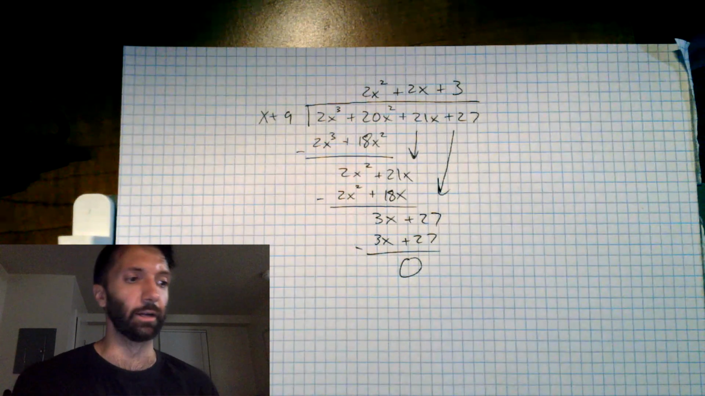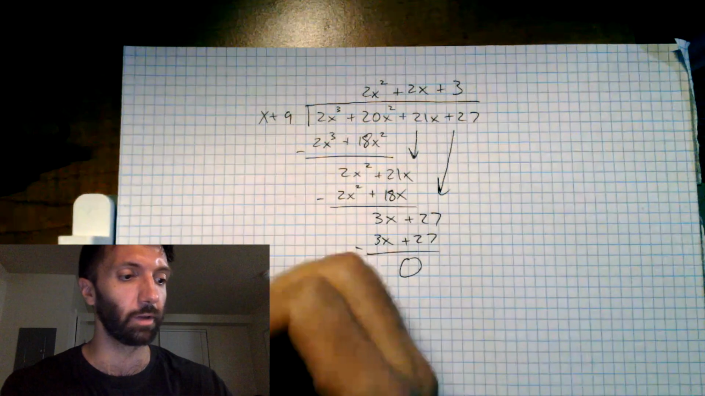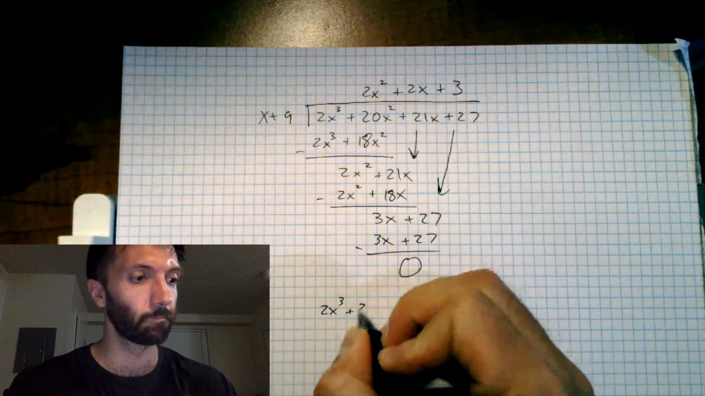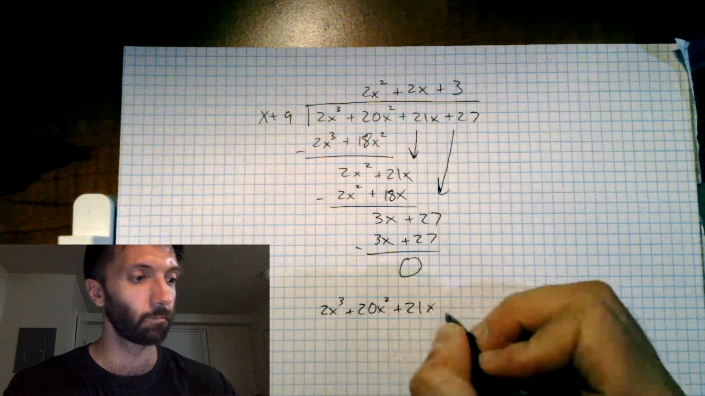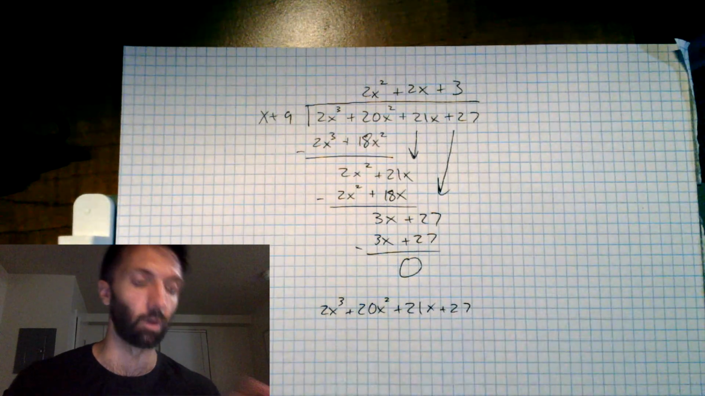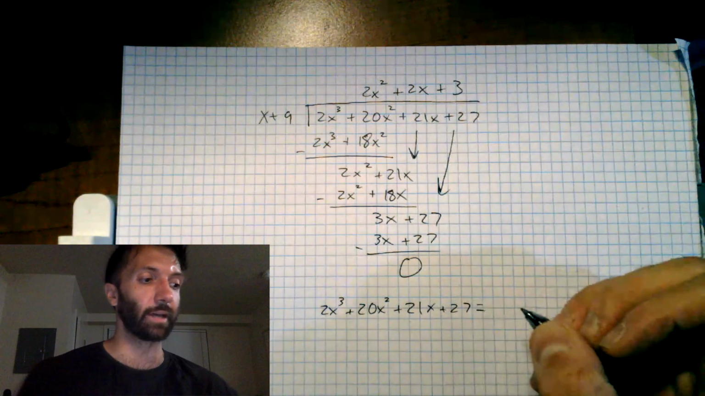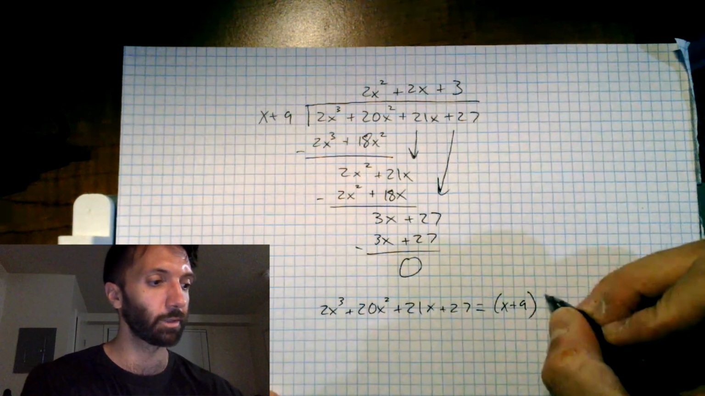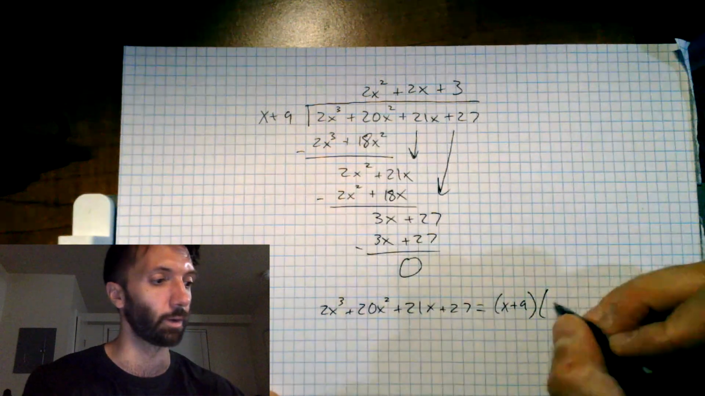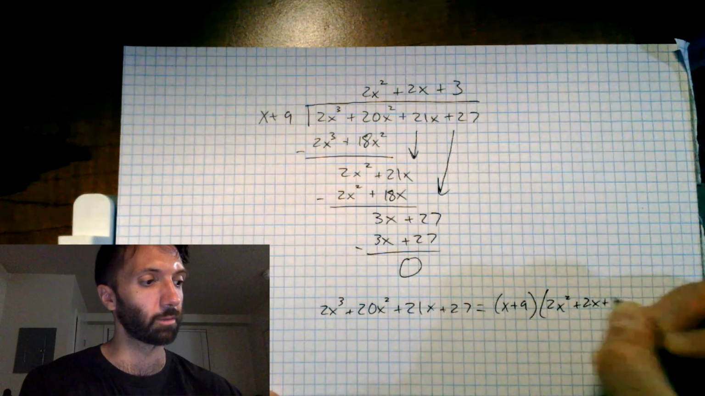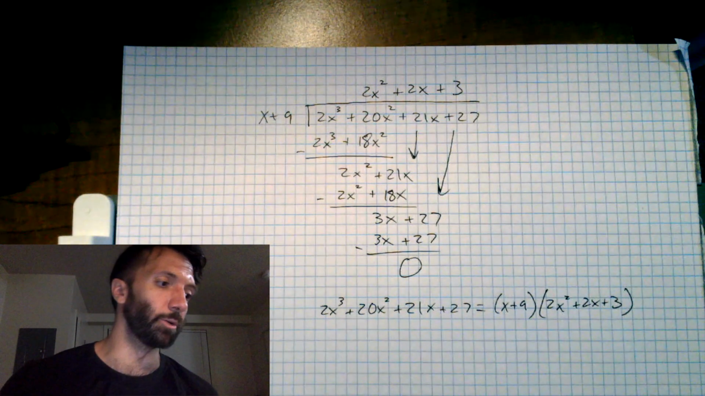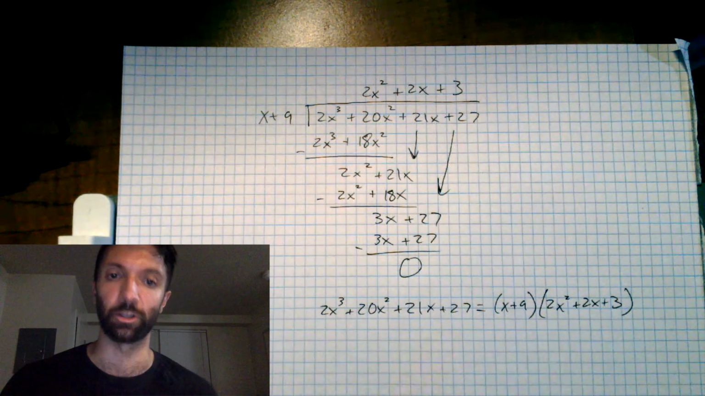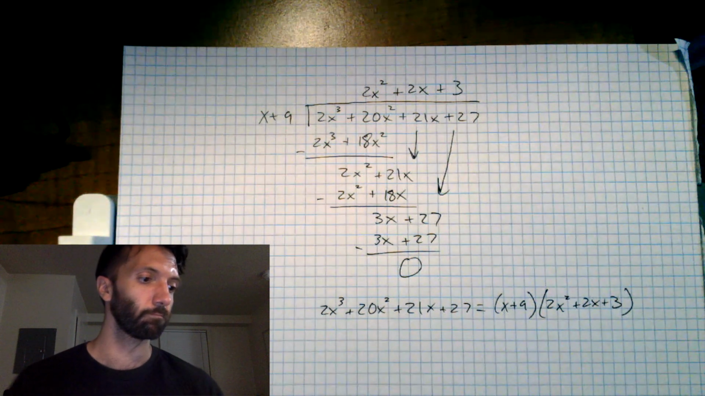So what you can actually do here is we can now express this polynomial in factored form if we want. I'll show you what that looks like. All right, so if we have this long polynomial here, we could express that in factored form as our divisor times the quotient, the 2x squared plus 2x plus 3. And if you want, you can do the distributive property here and verify that these two expressions are equivalent. Okay.